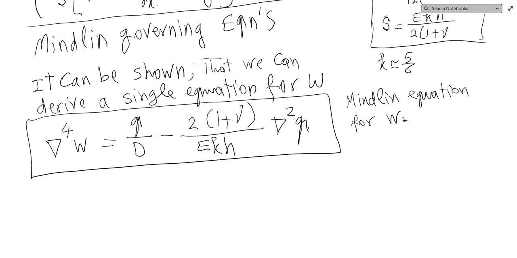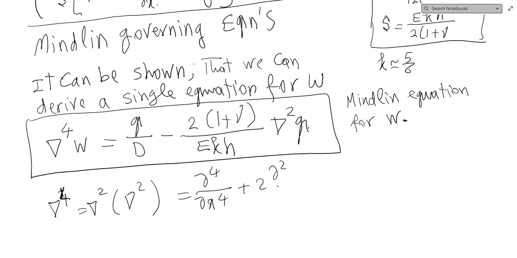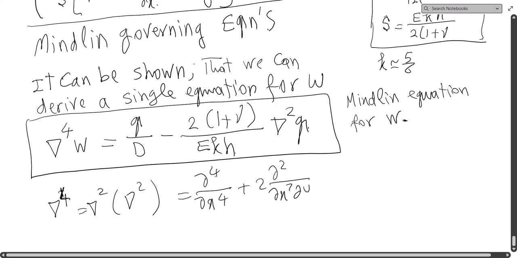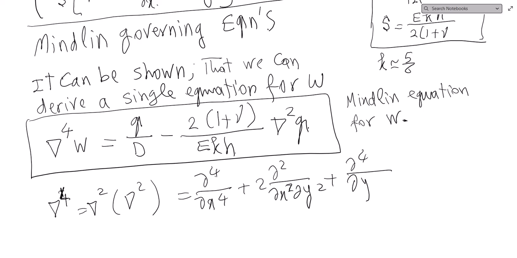As you see here, we have a biharmonic, and biharmonic is the Laplacian of Laplacian, and that is d4/dx4 plus 2 d4/dx2dy2 plus d4/dy4. That is the operator.